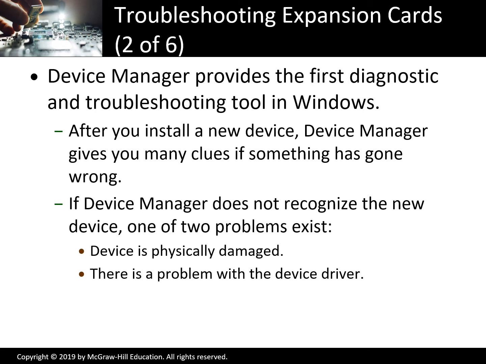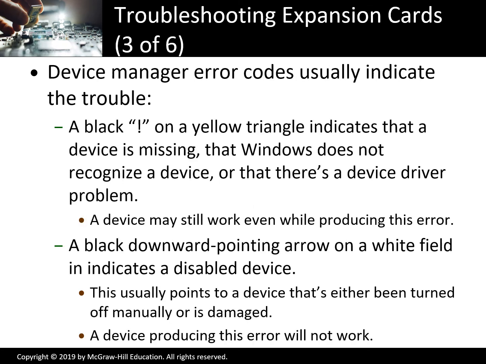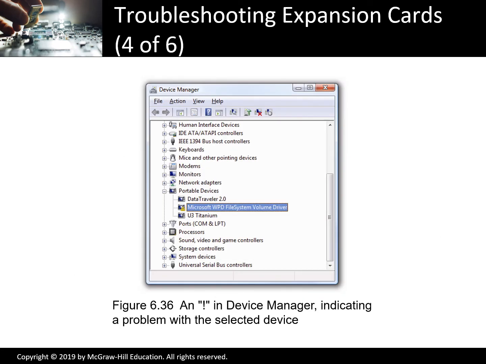And then the Device Manager. It's a diagnostic tool that will let you know if something's physically damaged, if there's a problem with the driver, etc. Look at the error codes. Black with the exclamation says a device is missing. It may work even though it has an error. Black with a downward pointing arrow indicates a disabled device. Sometimes during installation the thing can get tripped. With an exclamation mark, could be a problem.